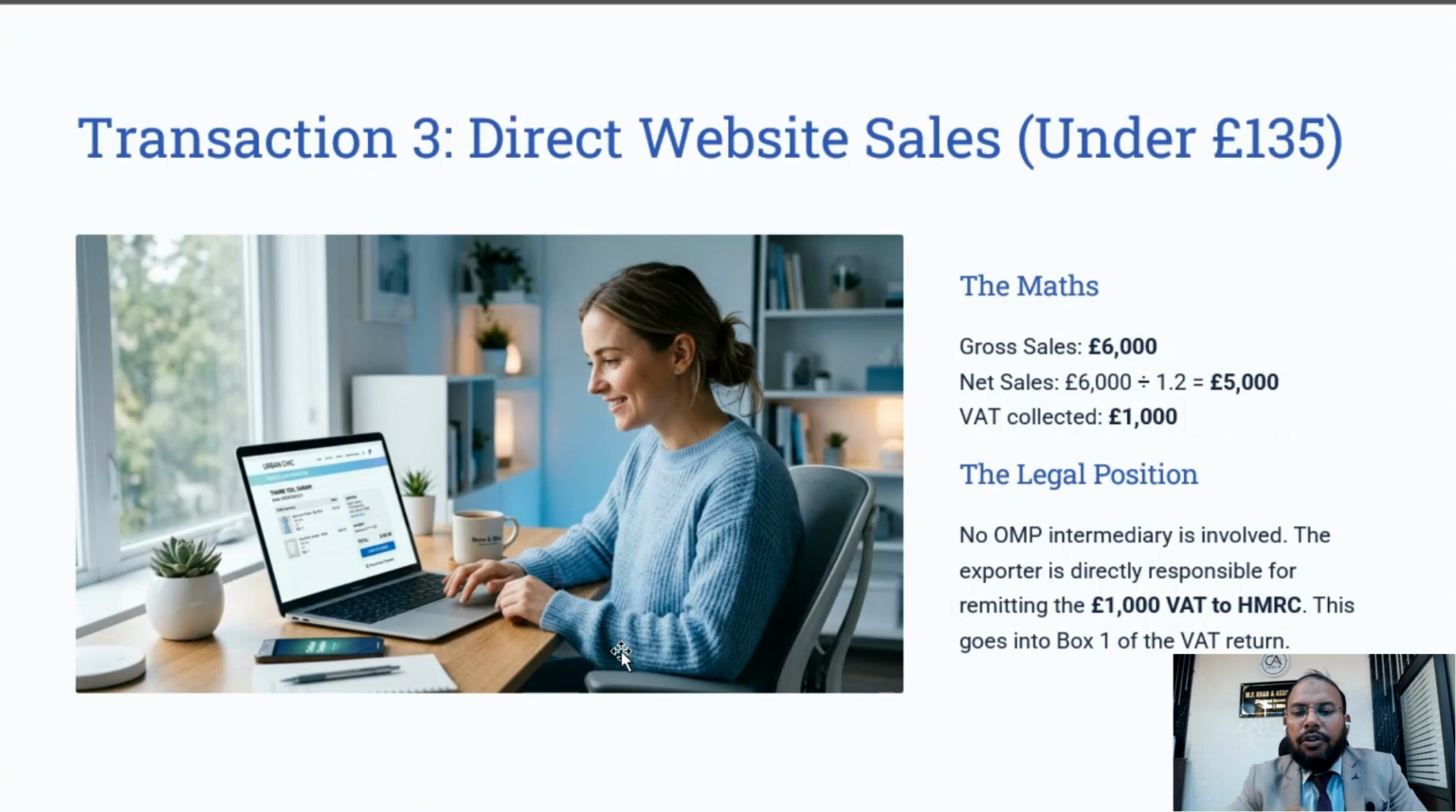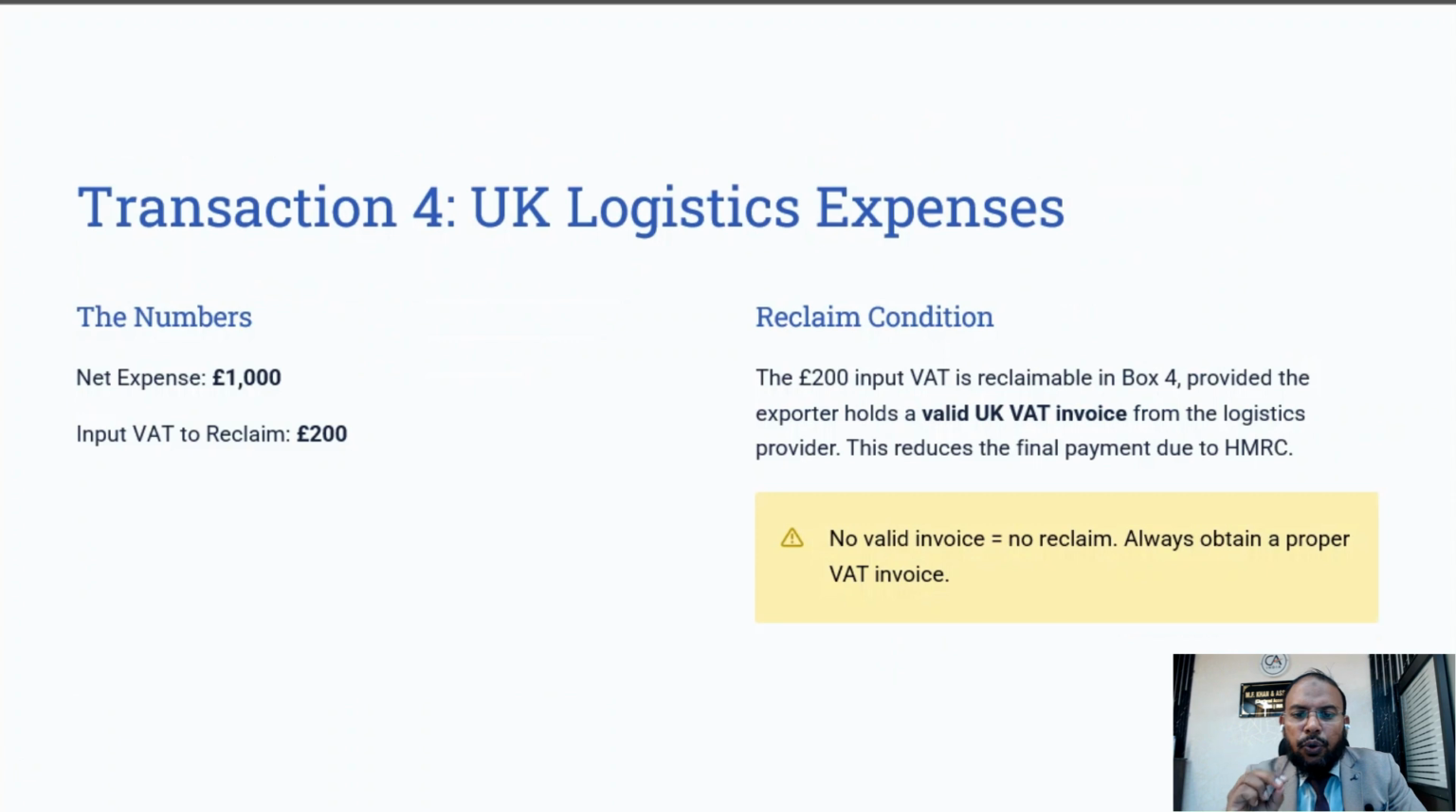So the legal position will be no OMP, means there is no online market platform as intermediary involved. So you need to collect that VAT and pay directly to the government while filing the VAT return. This is the third type of transaction. The fourth type of transaction is UK logistic expenses. The first three types of transactions are regarding the sale, and the fourth type is regarding expenses.